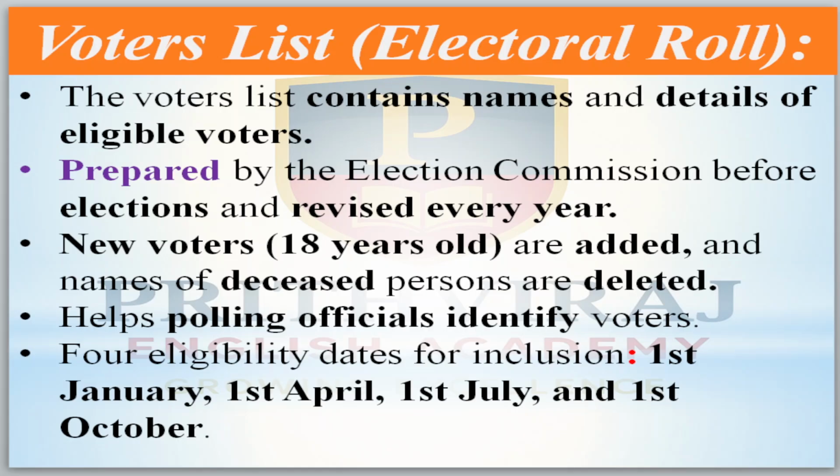New voters who have completed 18 years are added, and names are also deleted. They delete the persons who have died. And persons who have shifted from one place to another, meaning migrated, their names are deleted from that particular constituency. It helps the polling officials to identify the voters. There are four eligibility dates for inclusion: 1st of January, 1st of April, 1st of July, and 1st of October.